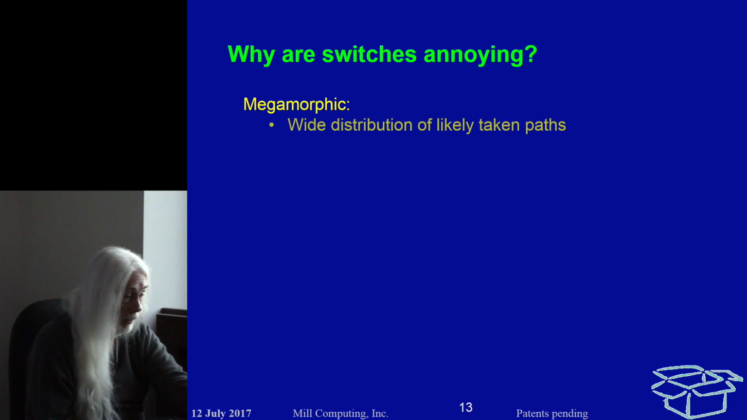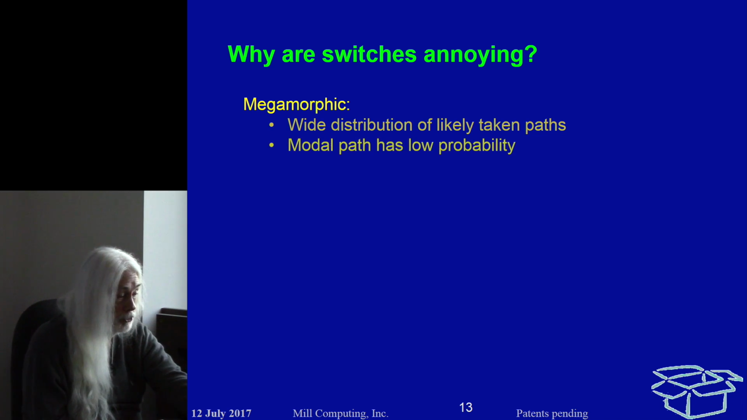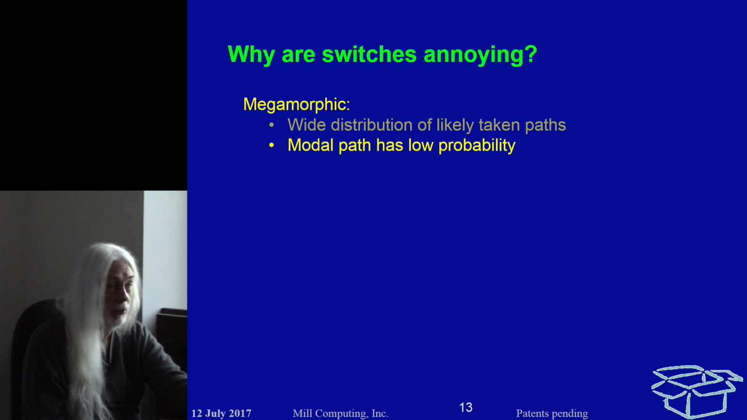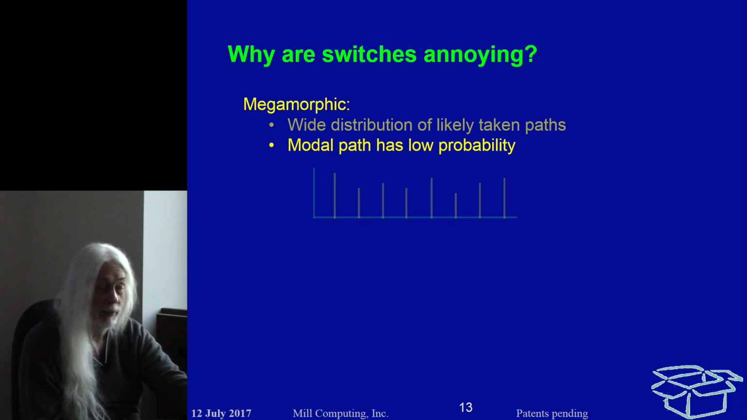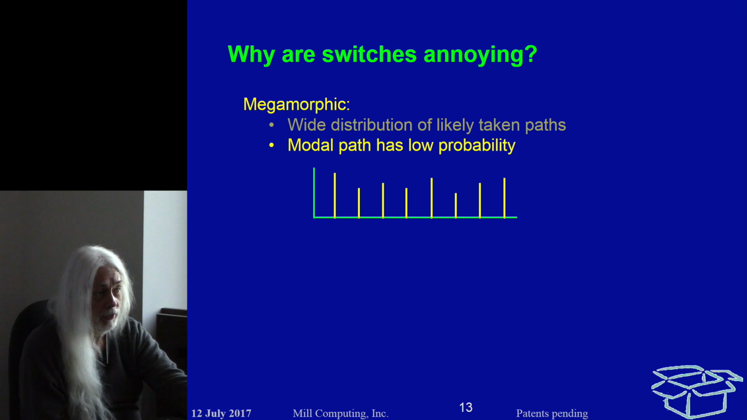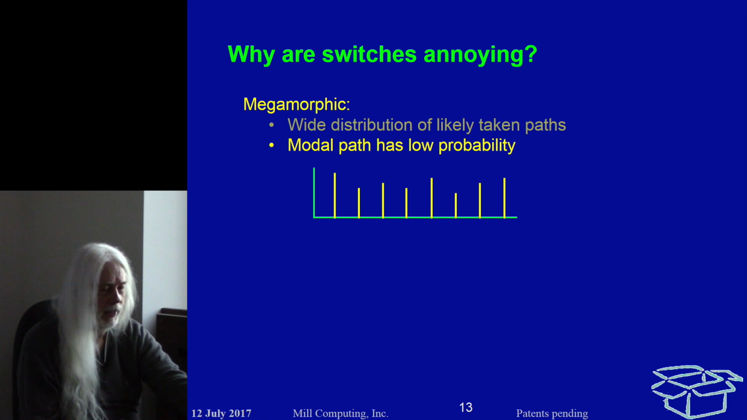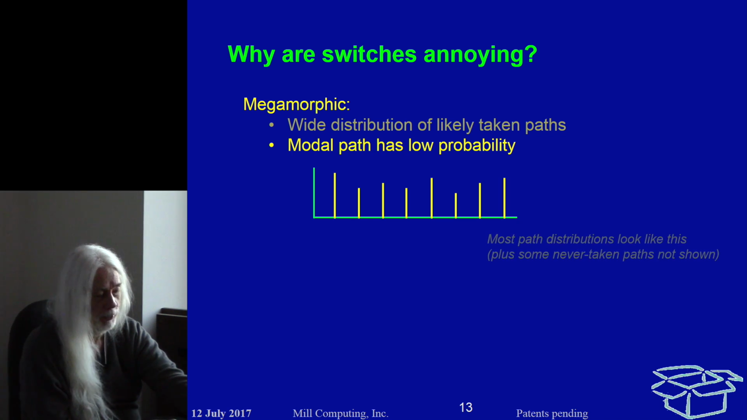So, they're megamorphic. There's a wide distribution of taken paths. The modal, the most popular path, tends to have a relatively low probability because it's sharing the probabilities of many, many other paths. And the distribution of the different cases tends to look like something like this. This is the kind of thing that the compiler has to deal with.